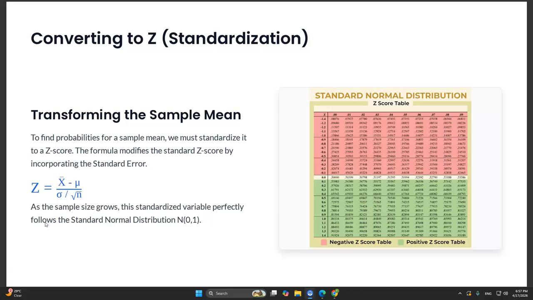To find probabilities, we must standardize the sample mean into the z-score. We use this formula, which incorporates the standard error. As the sample grows, this standardized variable follows the standard normal distribution, allowing us to use the z-score table shown here.